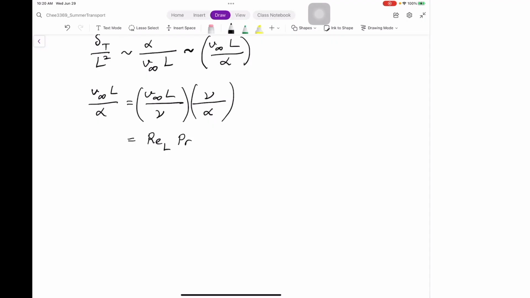Okay, now we have a new dimensionless number. We should celebrate it, right? Anytime you actually come up with a dimensionless number that's new and that nobody else knows, you should celebrate it because it's probably something very important. This one is called the Peclet number.